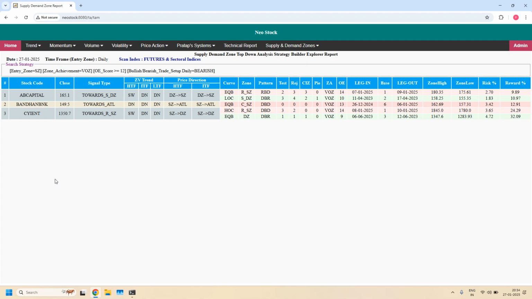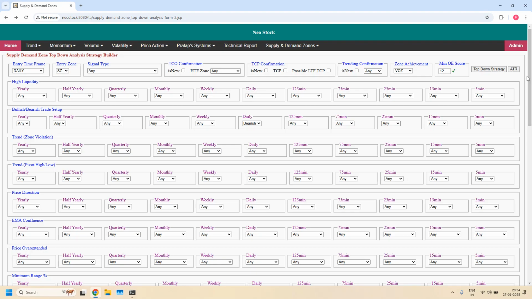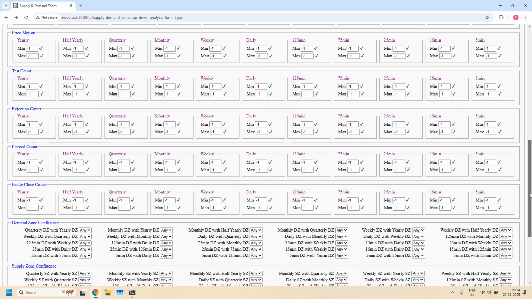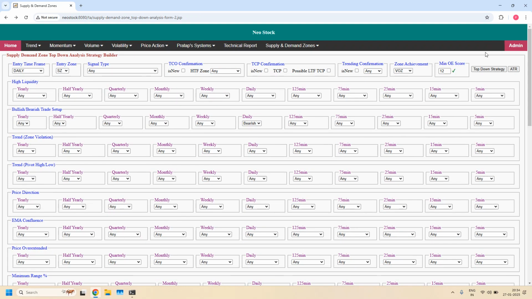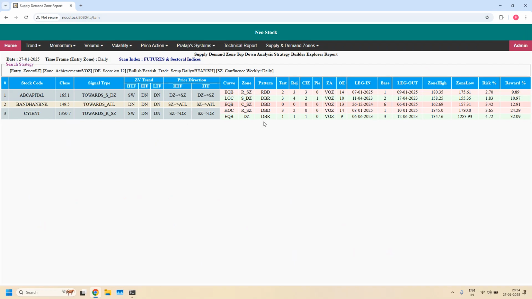Out of these 3, how many are having ITF confluence? Let's verify. That is a daily supply zone with weekly supply zone confluence. I am enabling the filter. And all 3 are having weekly supply zone confluence. That means all these daily supply zones are part of the weekly supply zone. And the weekly trend is down.